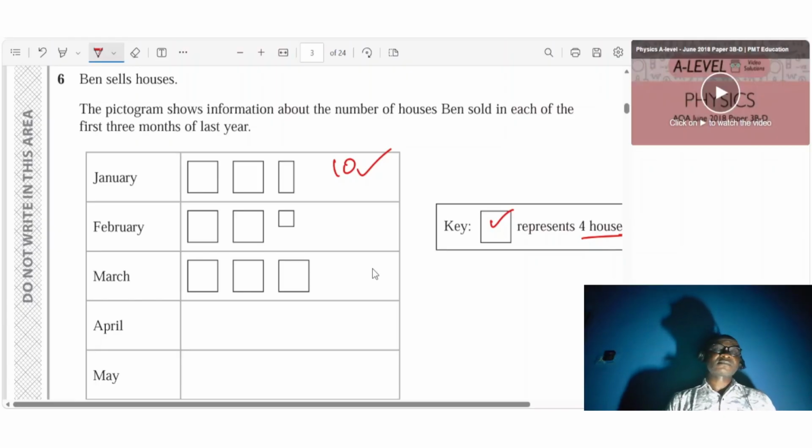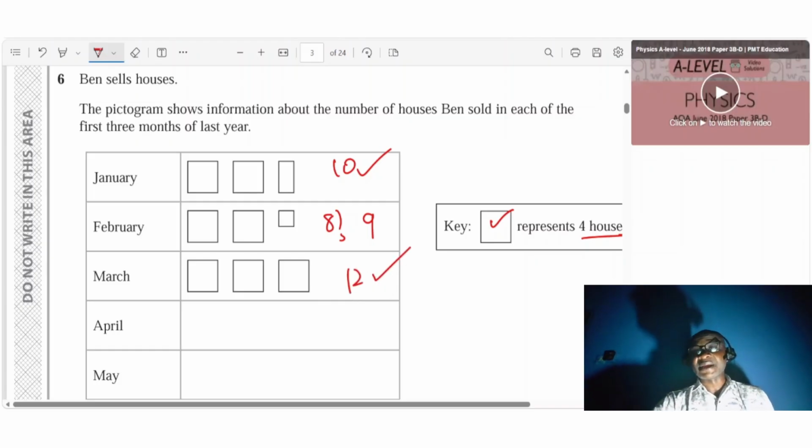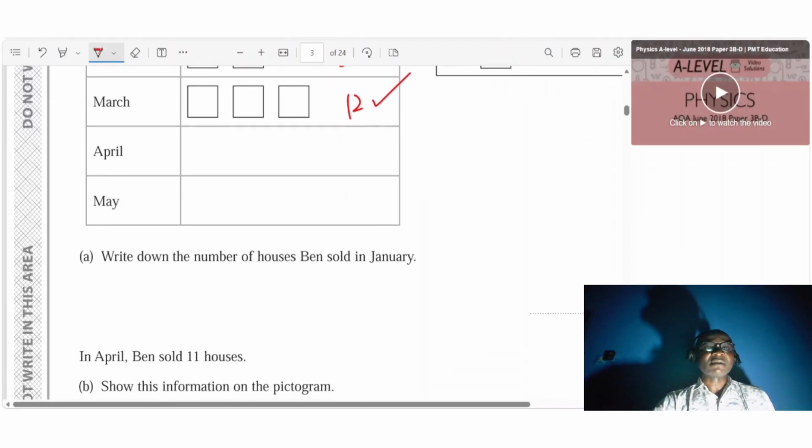In February? Each square represents 4, so this shouldn't take time. 8. No, it is not correct. It is 9. This one is a square divided into 4. Okay, what about in March? 12. 12 is correct.